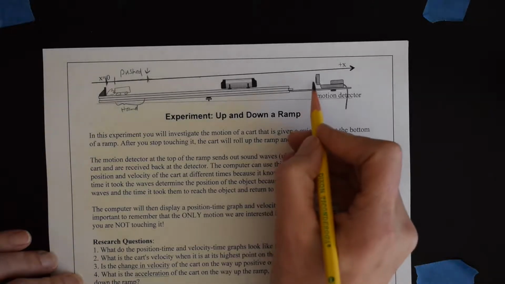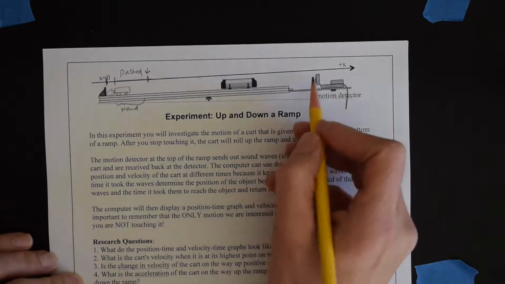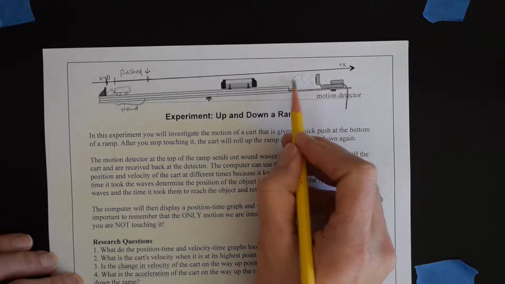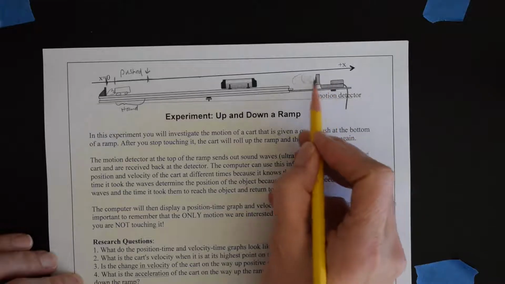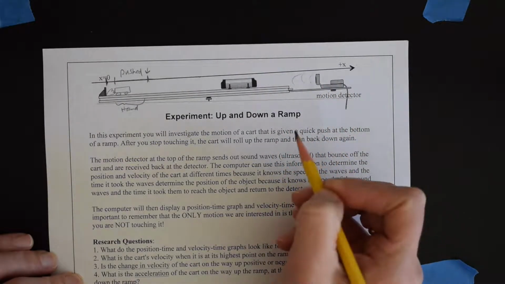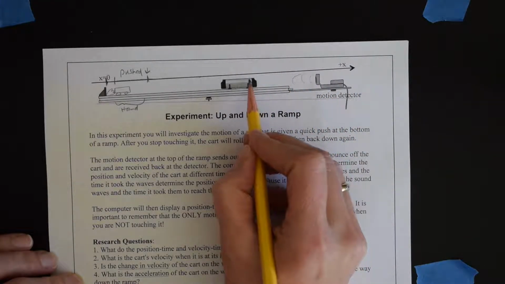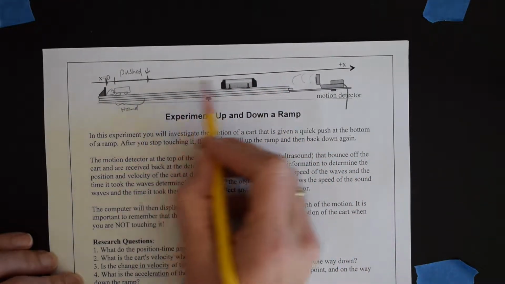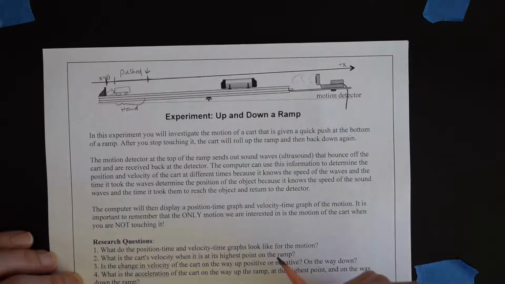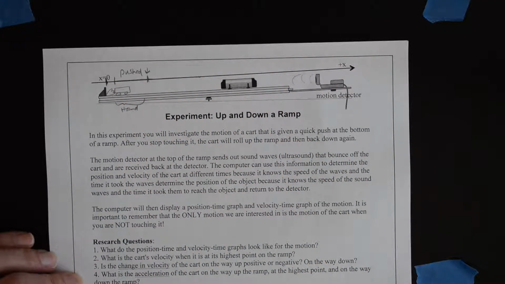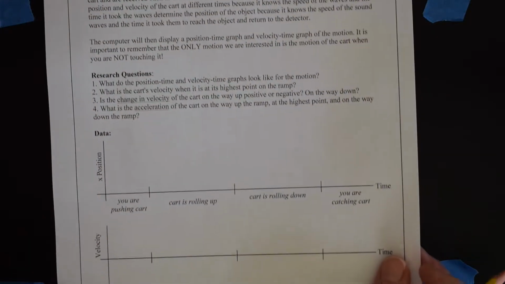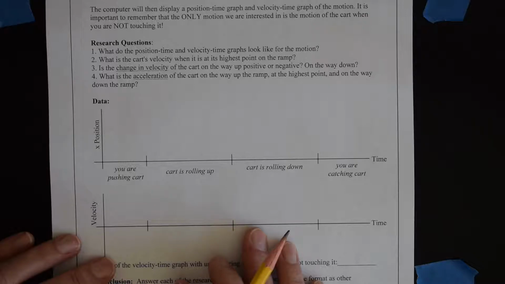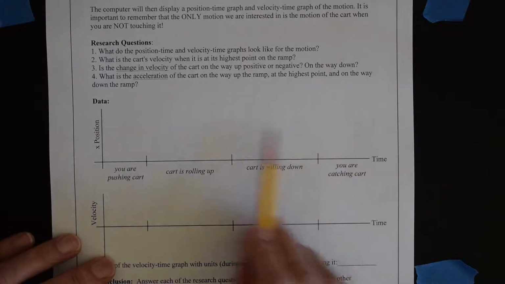Okay, so we have this motion detector that is sending out some sound waves that are bouncing off the cart and going back, and so the motion detector is sending that information to the computer, which is able to then figure out where the cart was at each moment of time. And the computer graphed the position of the cart versus time and the velocity of the cart versus time. So in your lab notebook, you should have this handout, and we're going to talk through what the graphs look like.